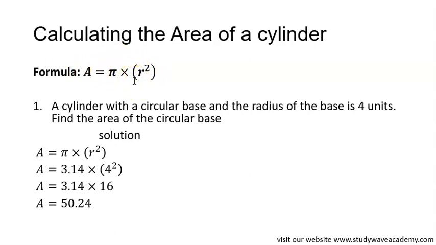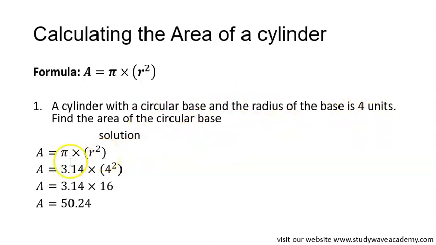So let's look at an example. A cylinder with a circular base and the radius of the base is 4 units. Find the area of the circular base. So to find the area of the circular base, this is the formula we're going to be using. Okay, A equals pi times r squared. So we are going to be using this formula, A equals pi times r squared. Then we are going to input our number into the formula.